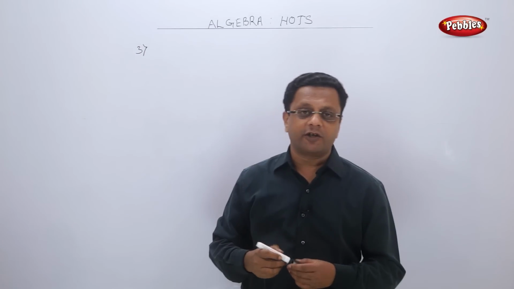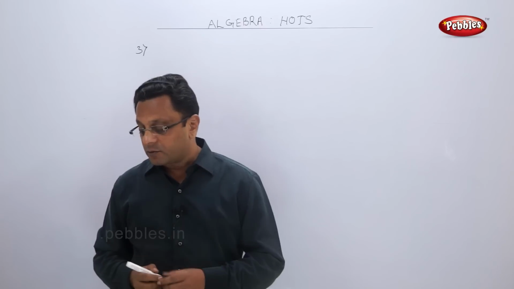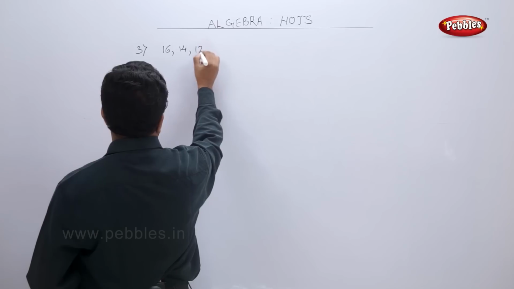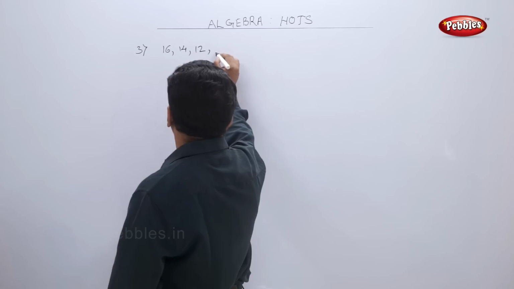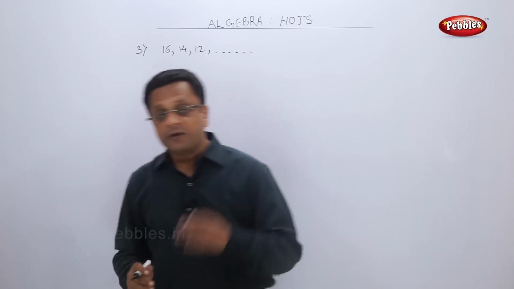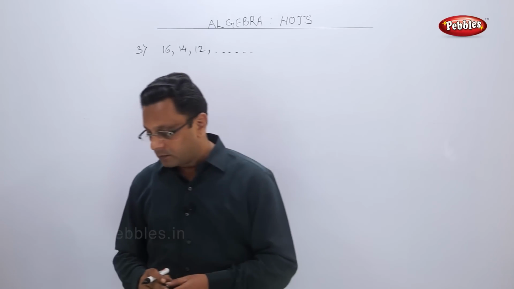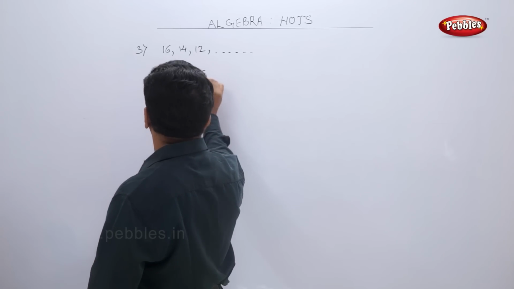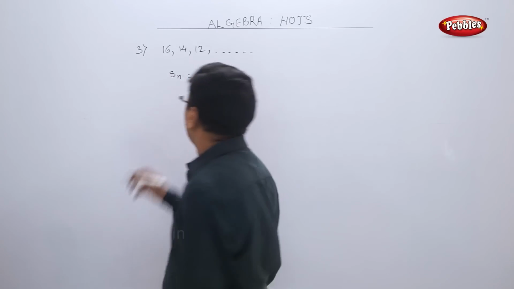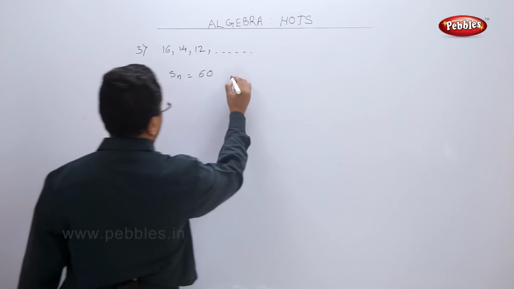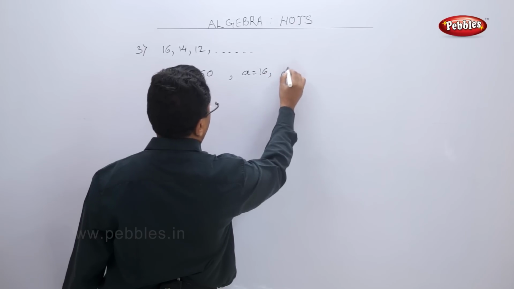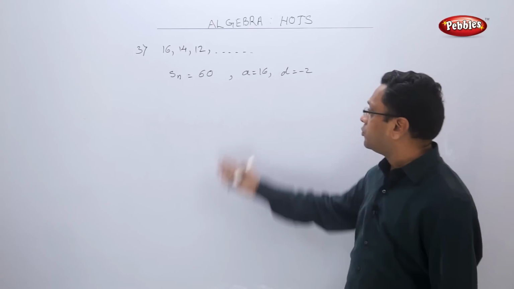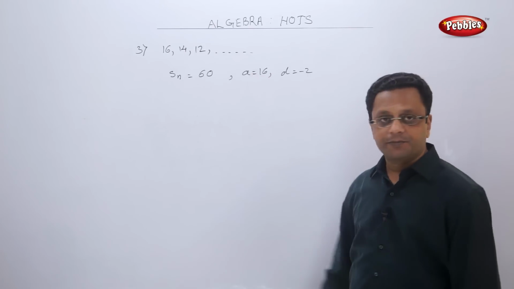Again, this example is a little bit tricky but simple. How many terms of the AP 16, 14, 12 and so on are needed to give the sum 60? So we want Sn equal to 60. Now here let us write down what we know. We have A equal to 16 and D equal to minus 2, since this AP is in descending order. So D is minus 2, Sn is 60, A is 16.